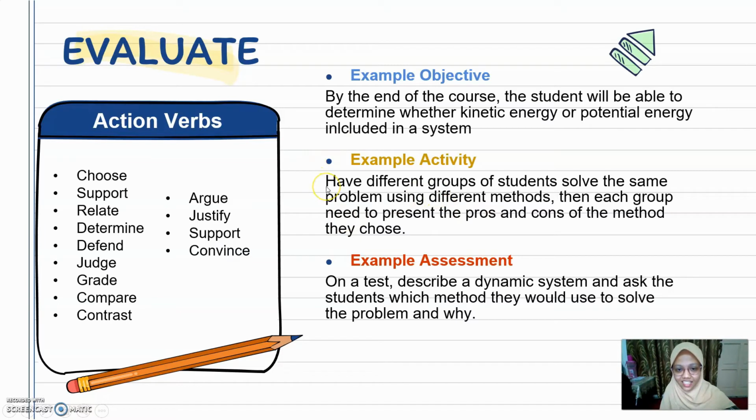As we can see in this level, we want to measure whether the student can relate their knowledge to judge the value of information and ideas. These are the action verbs that can be used under evaluate, which are choose, support, relate, determine, defend, judge, grade, compare, contrast, argue, justify, support, and convince.